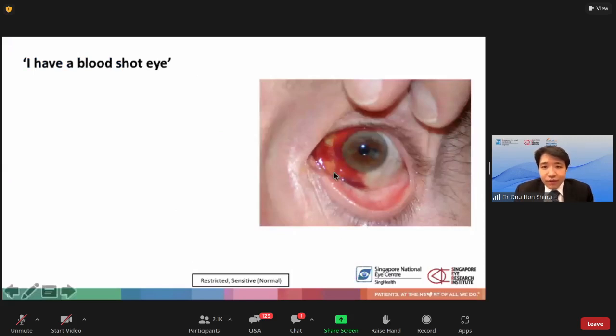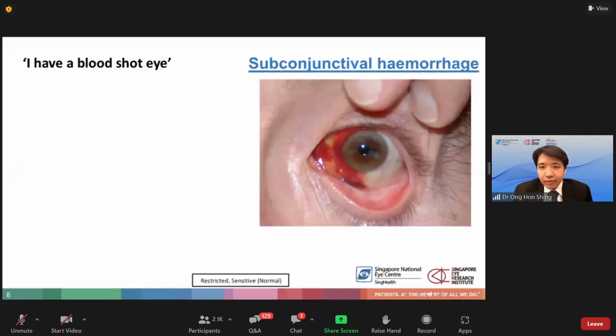So firstly, this is very common. You see this picture? A typical presentation is a sudden onset of a bloodshot eye that looks like this in the photo. It's often not related to any cause and happens suddenly and spontaneously. And the vision is often not affected. This is known as a subconjunctival hemorrhage. And it occurs when one of the small superficial blood vessels bursts underneath the conjunctiva.